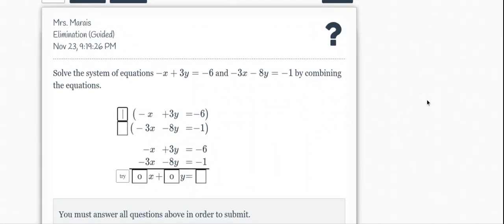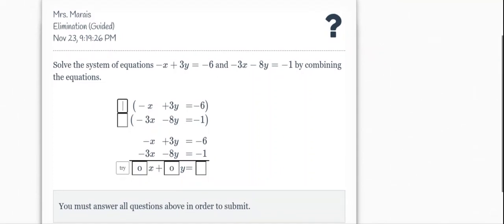Hey guys, it's me. I know that this is a little bit different than what we've done before, but I want to show you this as an opener to our lesson before we actually start.